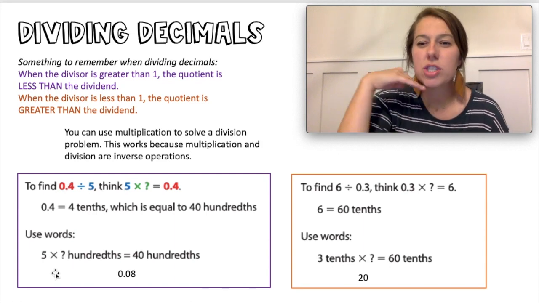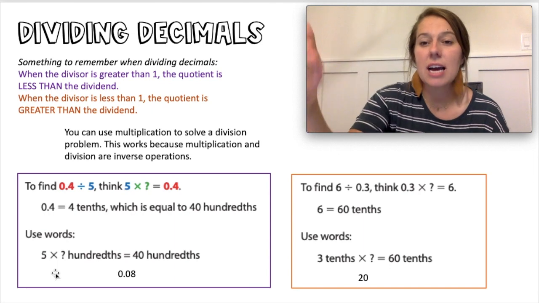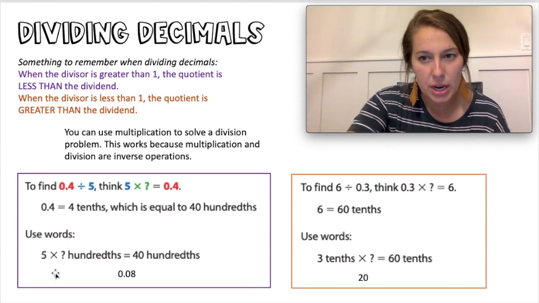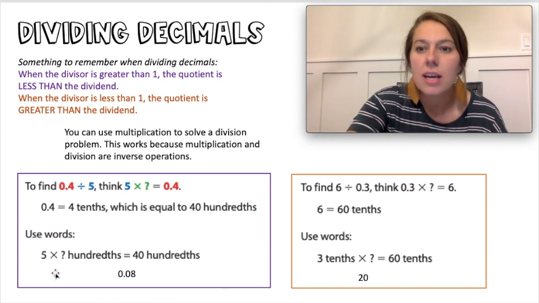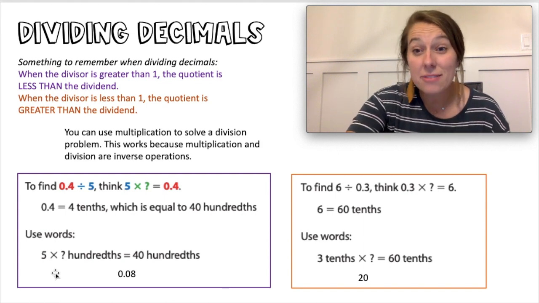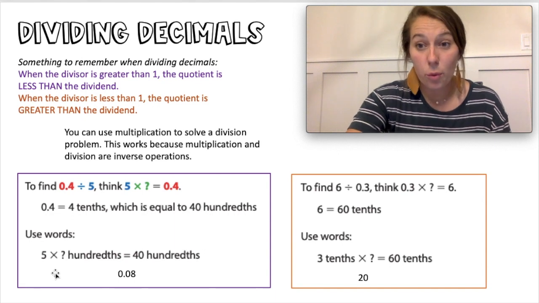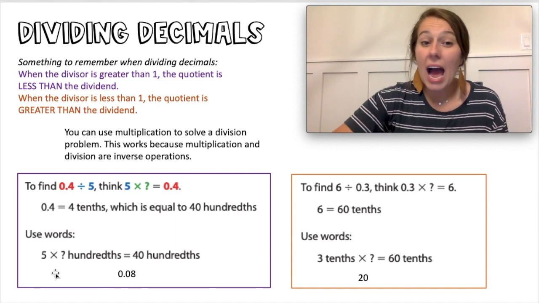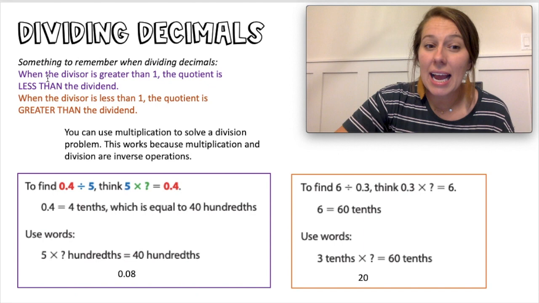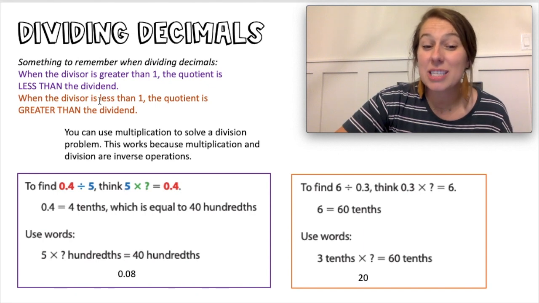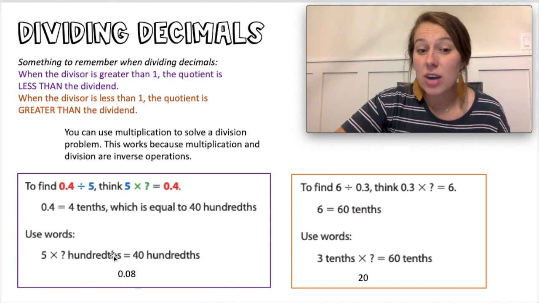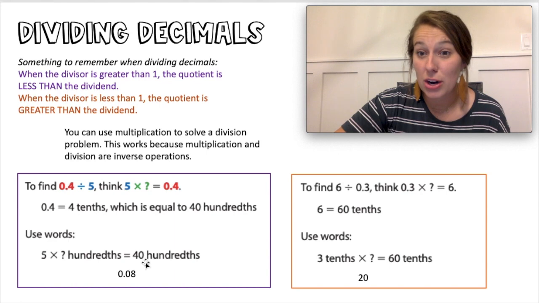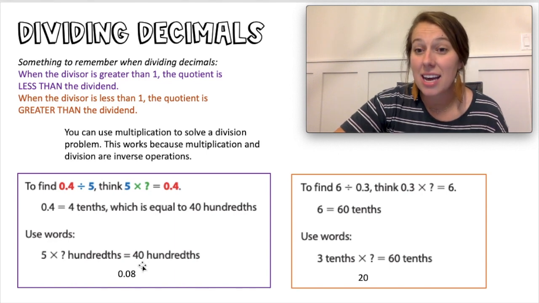Well, think of just the basic fact. 5 times what gives me 40? I know 5 times 8 is 40, right? But I know my answer has to be less than 4 tenths. So my answer has to be smaller, which gives me 8 hundredths.